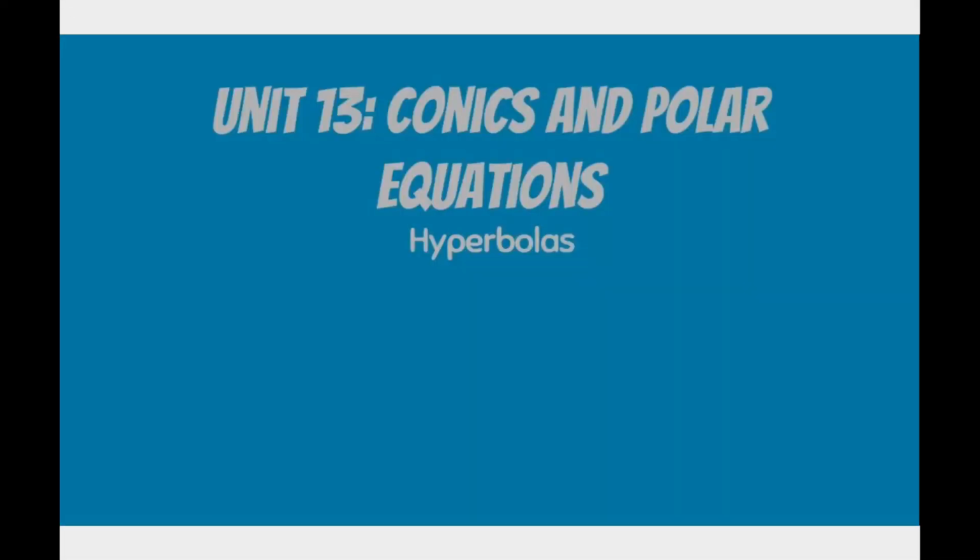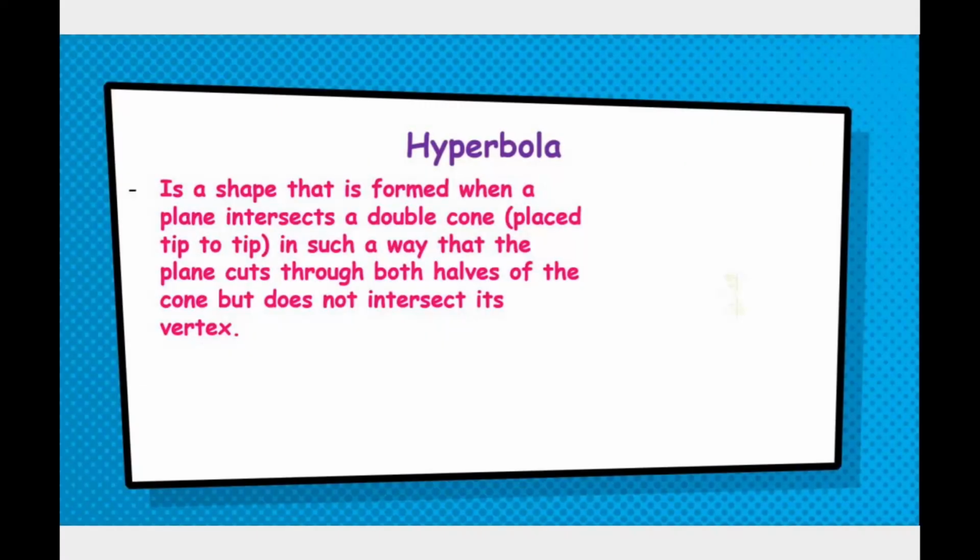Welcome back. We're going to continue on with conic sections, and we're going to focus on hyperbolas today. So a hyperbola is a shape that is formed when a plane intersects a double cone placed tip to tip.